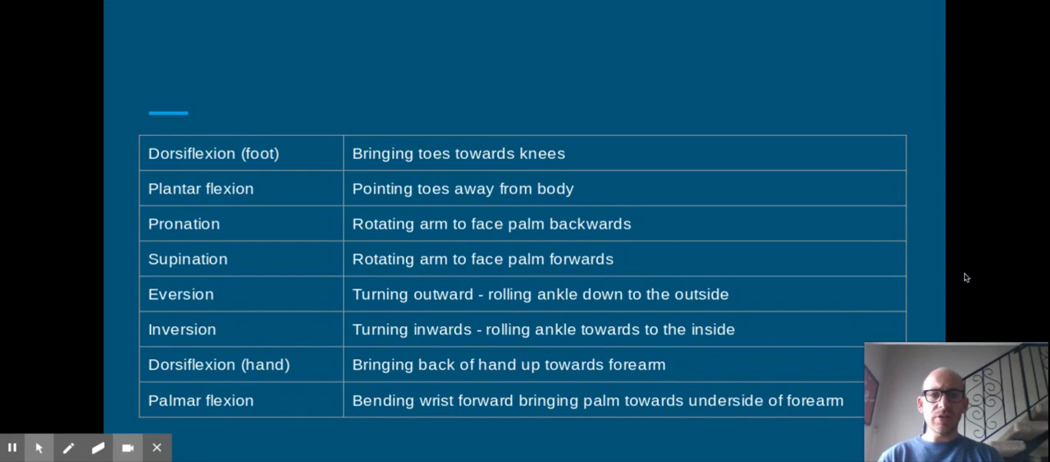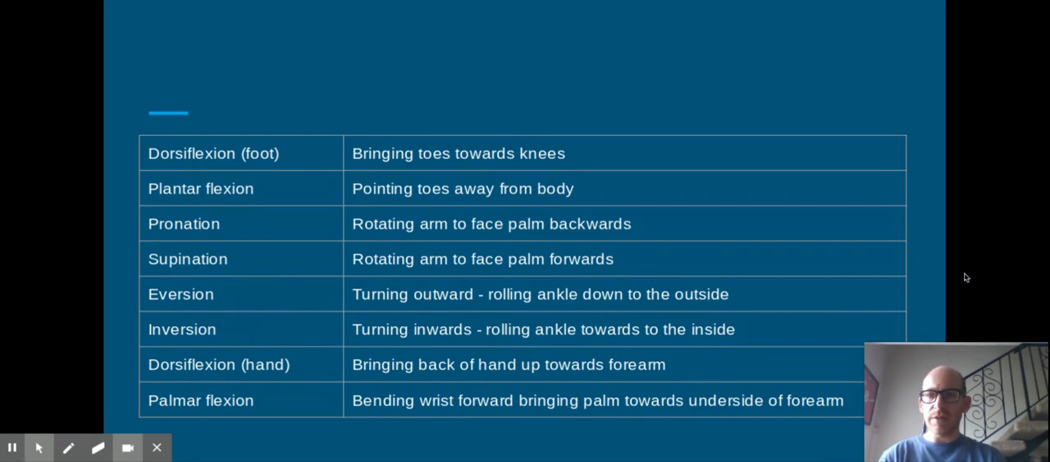Eversion and inversion, these are looking at the ankle. So when somebody has an ankle sprain, it depends on whether the ankle goes outwards or falls inwards. So going outwards, we call that an eversion sprain. That one is more common. It's more common for your ankle to roll to the outside. And then an inversion would be the ankle rolling the other way.